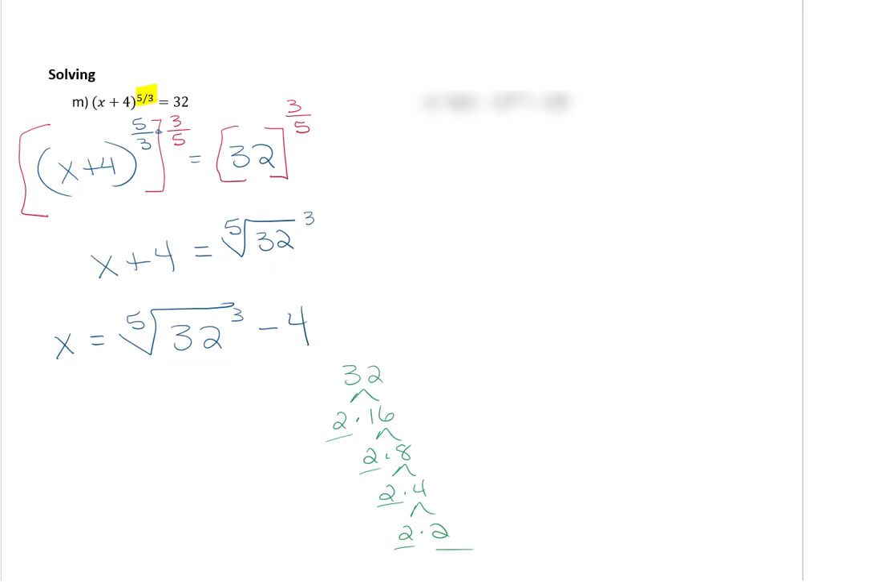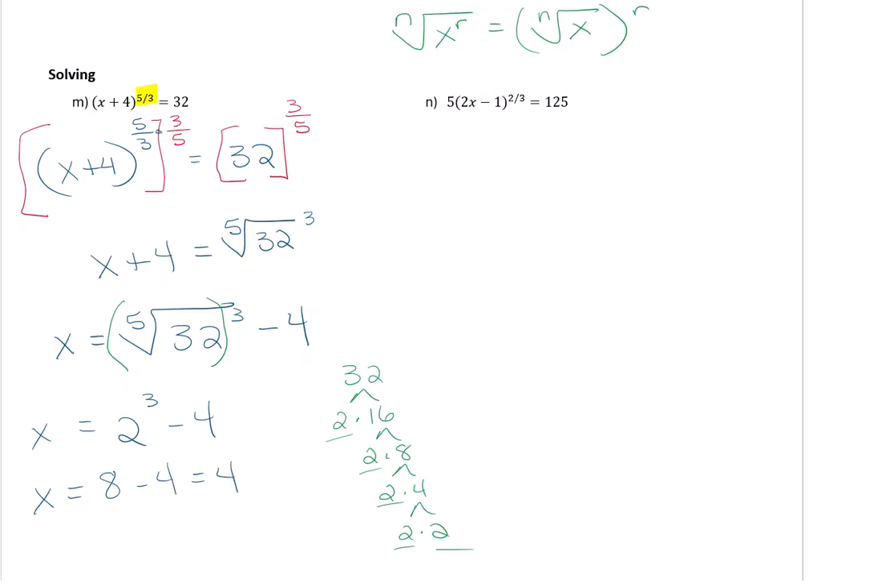The reason I'm waiting to see where I want to put that 3, whether it's on the outside or the inside, is that the nth root of x to the r is the same thing as the nth root of x to the power of r. I can look at just this fifth root of 32, and that reduces to the number 2. I can cube that 2 minus 4. 2 cubed is 8. 8 minus 4 gives us a 4. We can go ahead and check that, but just to save time, we'll leave it as it is.